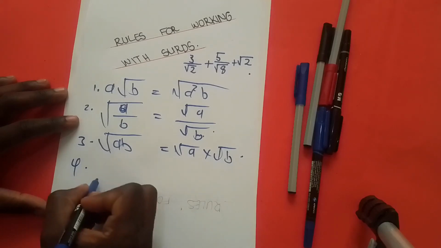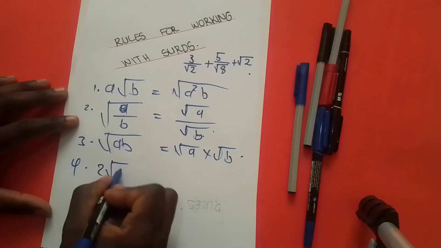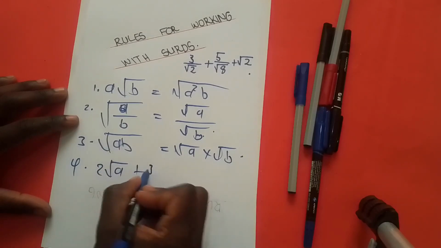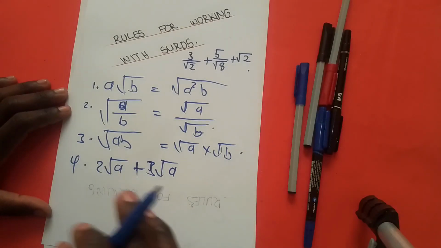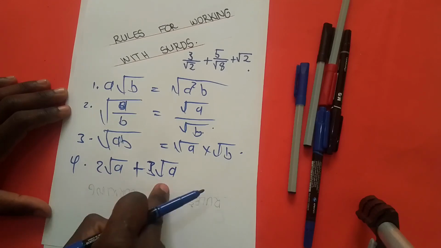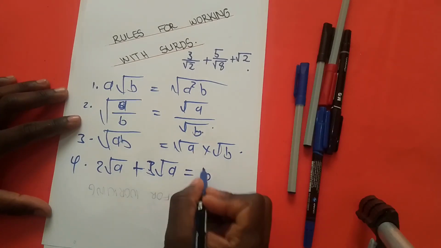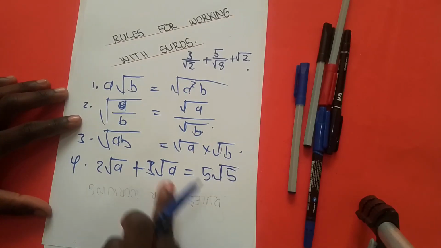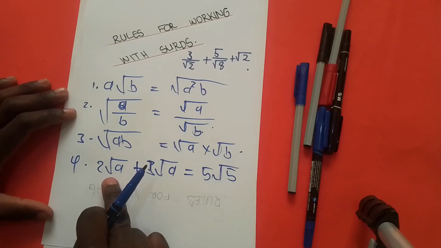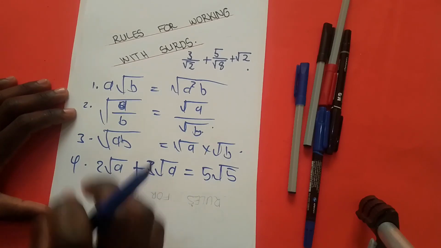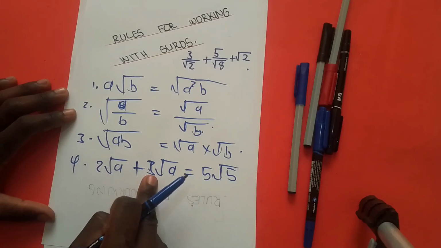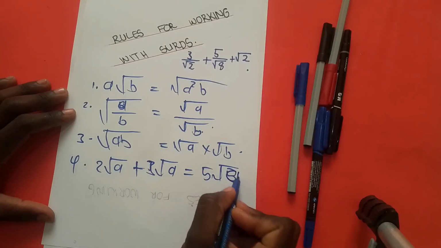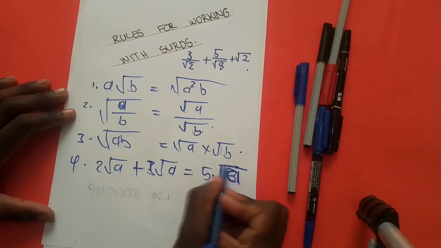Let's say we have 2 root a plus 3 root a. As long as the term which is under the square root sign is the same, this is just equal to 5 root a. We have root a here and we have root a here. So you just add the terms outside the root signs. We have 2 outside the root sign and we have 3 outside the root sign. So we add this. 3 plus 2 is equal to 5 root a.